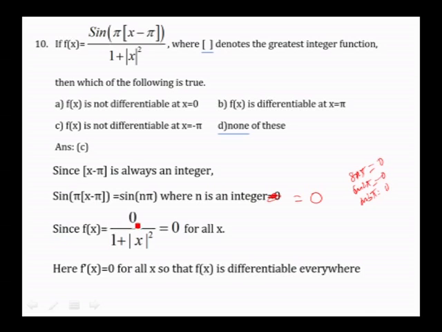so if you substitute, sin pi into integral part of x minus pi is always 0 for all x. So fx is equal to 0 over 1 plus mod x square, which is equal to 0 for all x. Here f dash x equals 0 for all x because the fx value is 0, fx itself is 0.